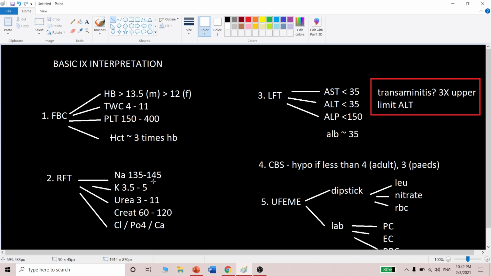And of course, whenever you want to look for electrolyte imbalance, sometimes patients come with, for example, lethargy, weakness. The patient has diarrhea 10 times, 20 times. So you want to see if there is hypokalemia or not. So you send an RFT. So you have to know a little bit of the normal range.